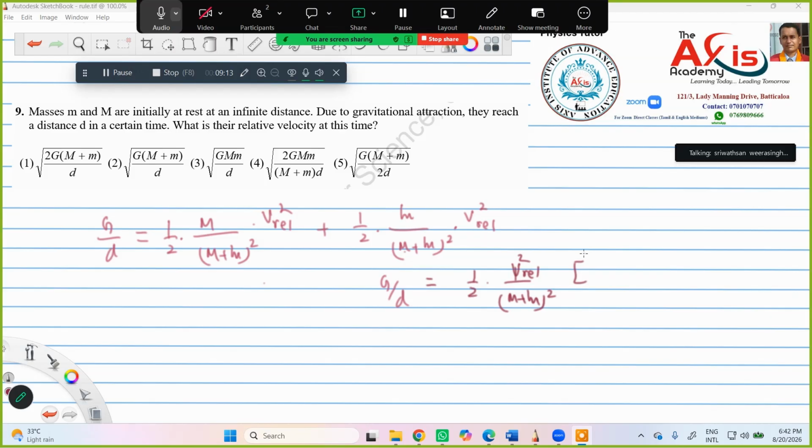Now, what is inside the bracket? Capital M plus small m, over capital M plus small m whole square. So this will be half into V relative whole square over capital M plus small m. From this, V relative equals the square root of 2G into capital M plus small m over d. So the option is the first one.